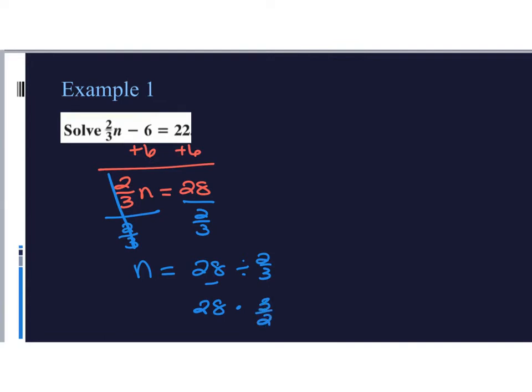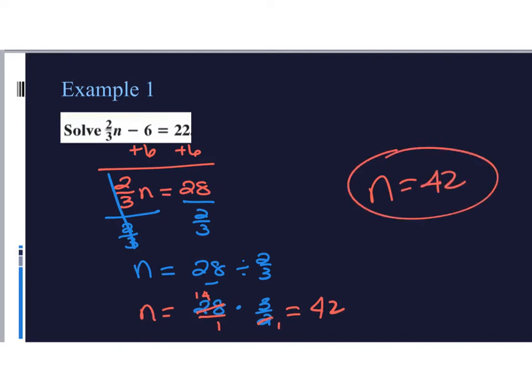Now when I multiply fractions, I really just multiply straight across. So I really have n equals 28 times 3, or I'm going to go ahead and say 28 is divisible by 2. So this is going to give me 14 times 3, and 14 times 3 is really going to give me 42. So n equals 42.